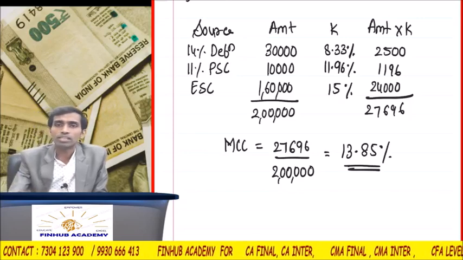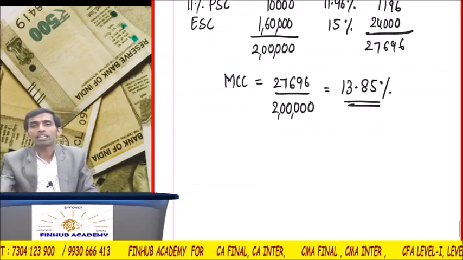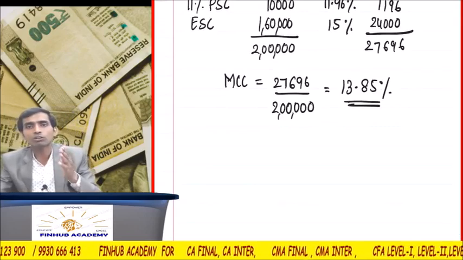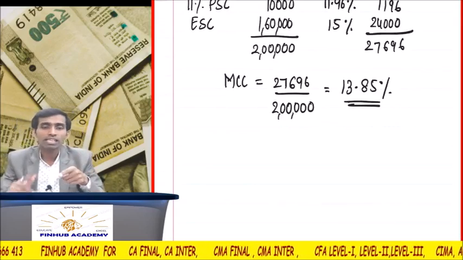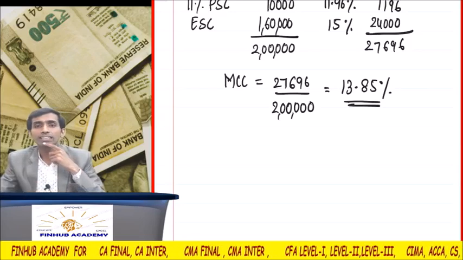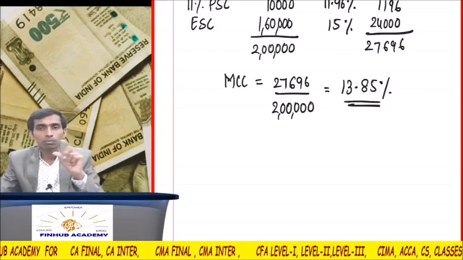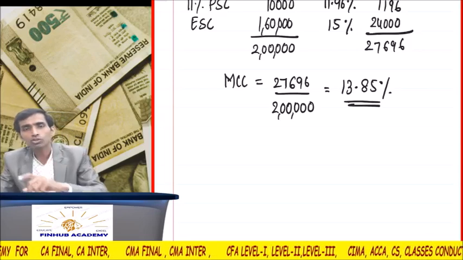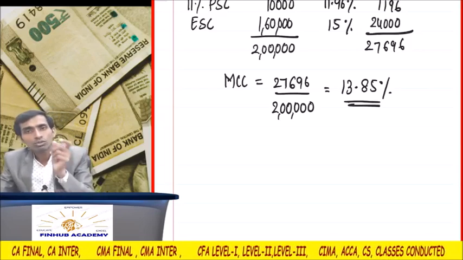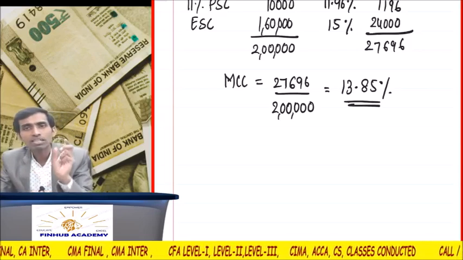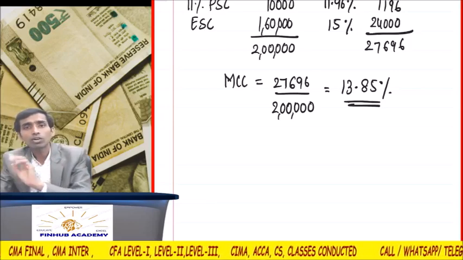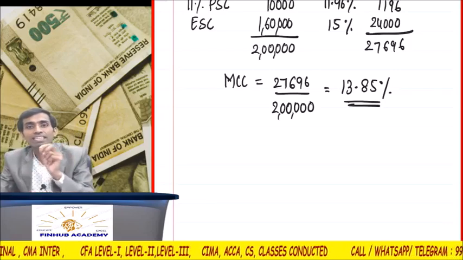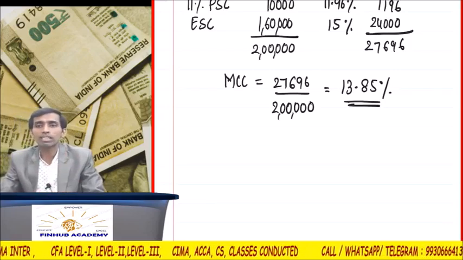Listen carefully now. What we learned: if you have to keep the MCC constant, that is WACC constant, and you don't want to issue any new shares, then the proportion should be the same and the cost should also be the same. The cost should be constant, that is the KD, KE, everything should be constant. That is what we learned.